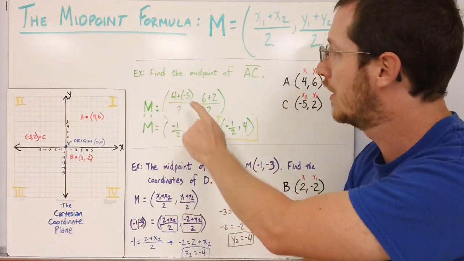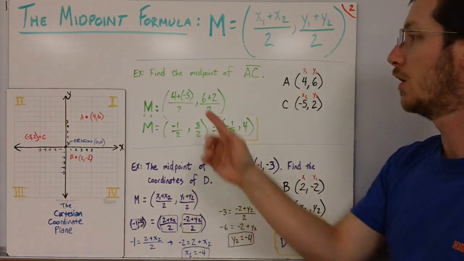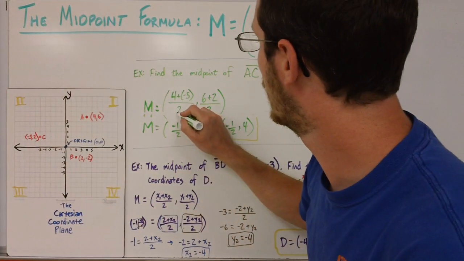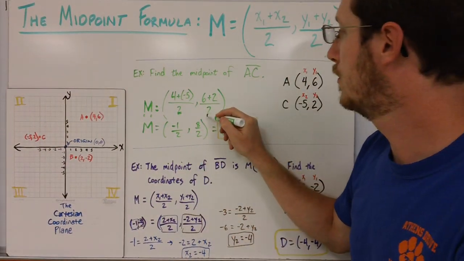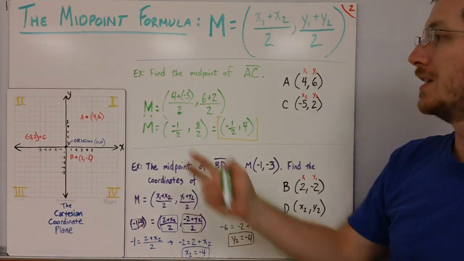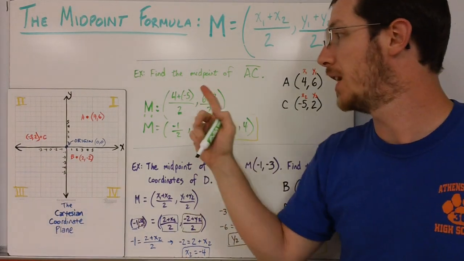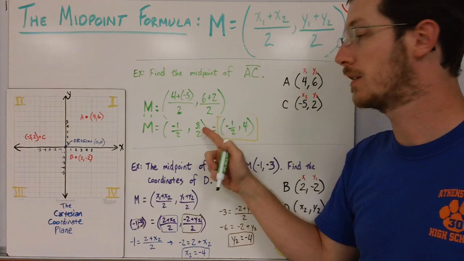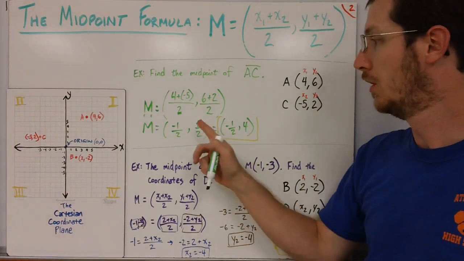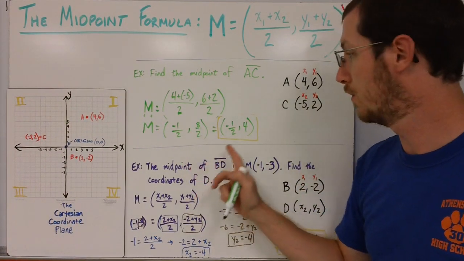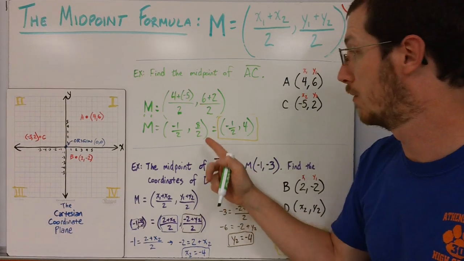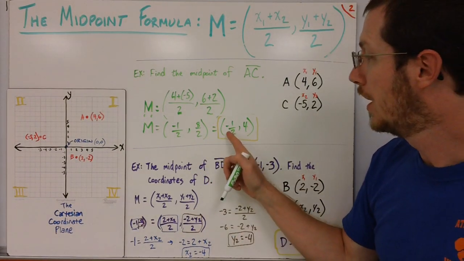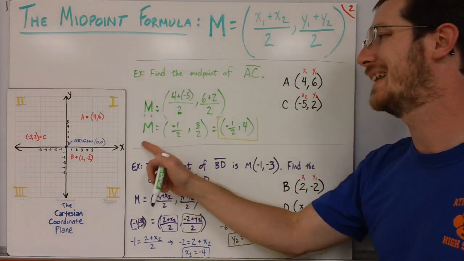So let's plug them in. We've got 4 plus a negative 5 over 2, 6 plus 2 over 2. Simplify that. So 4 and a negative 5 is a negative 1 over 2. 6 and 2 is 8 over 2. Well, we know 8 divided by 2 is 4, so we want to go ahead and simplify that. We don't want to leave any fractions that we can simplify in our final answer. So negative 1/2, 4 is the midpoint.